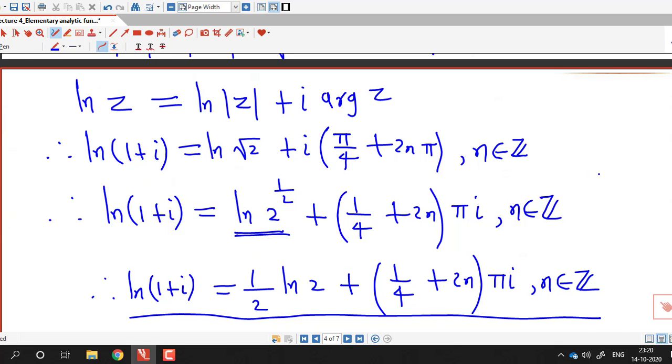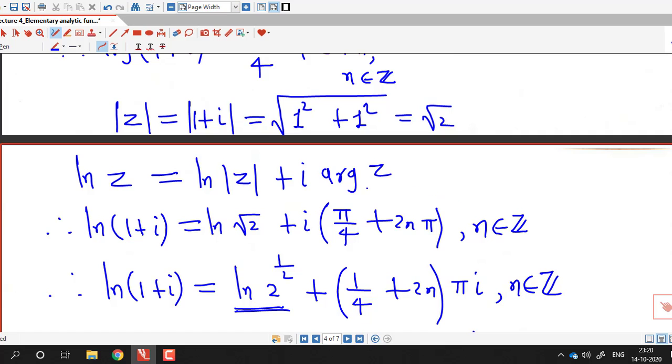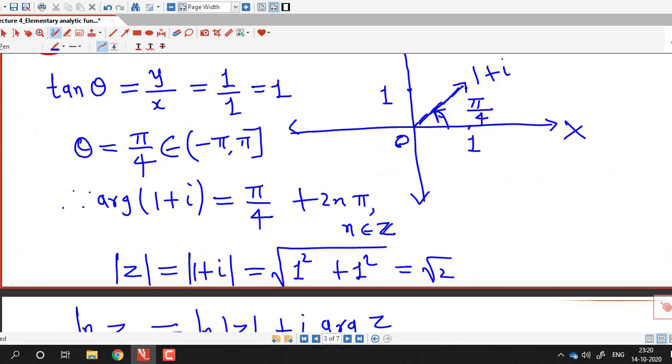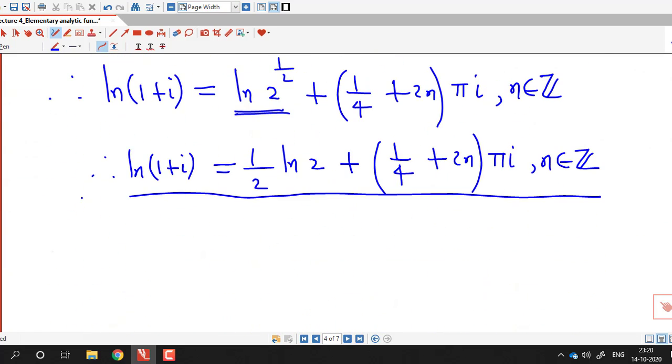Now for the principal logarithm, we just have to replace the small arg by capital Arg, and here the angle is in the interval minus pi to pi, so this will work as the principal argument of 1 plus i, and the absolute value is root 2.